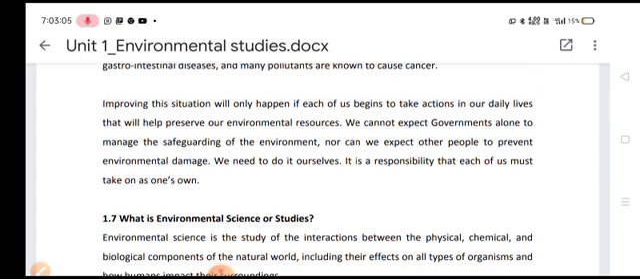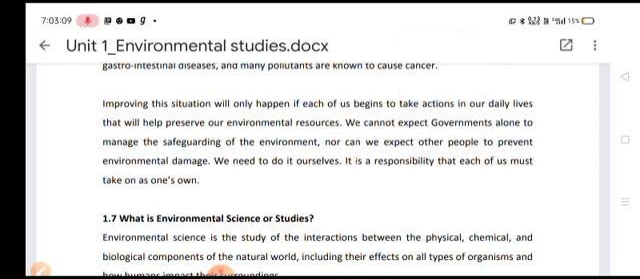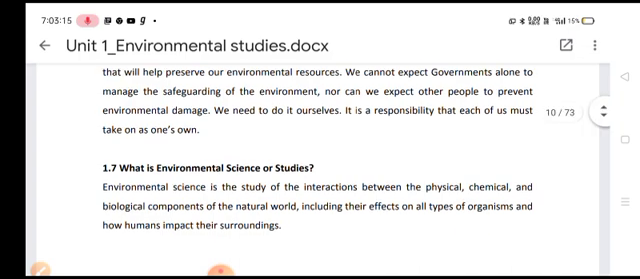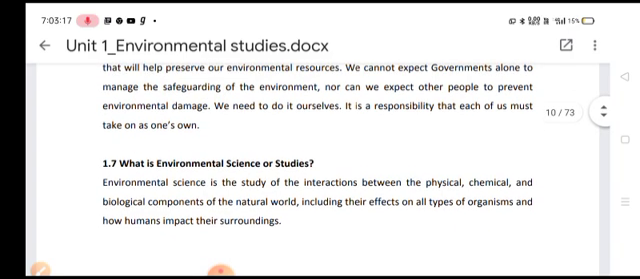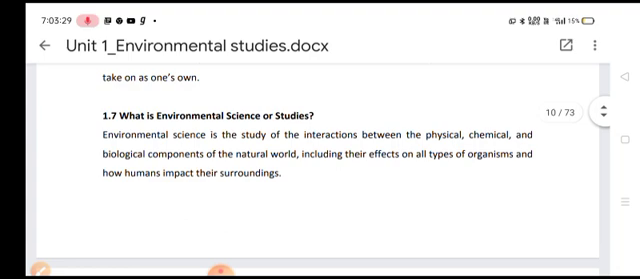Improving the situation will only happen if each of us begins to take actions in our daily lives that will help preserve our environmental resources. We cannot expect governments alone to manage the safeguarding of the environment, nor can we expect other people to prevent environmental damage. We need to do it ourselves. It is a responsibility that each of us must take on as one's own.